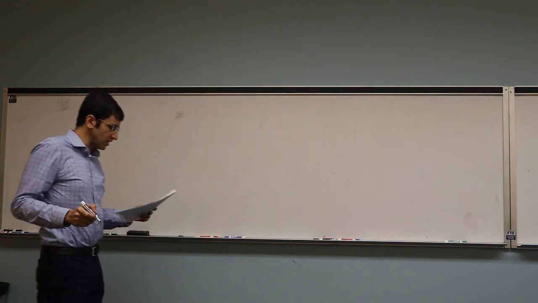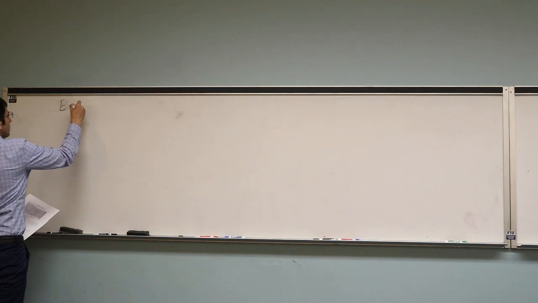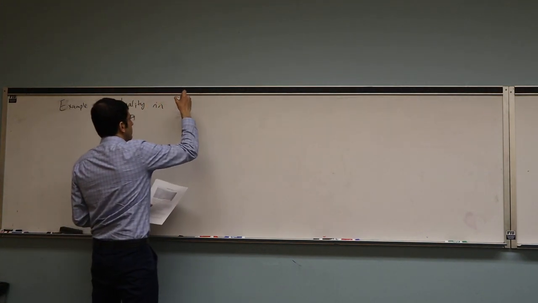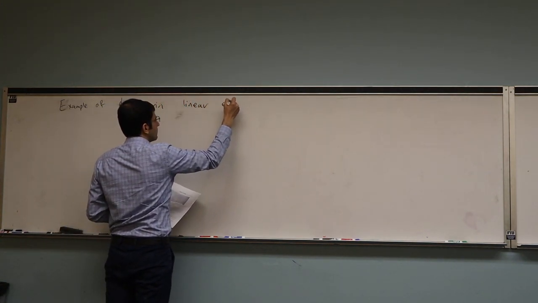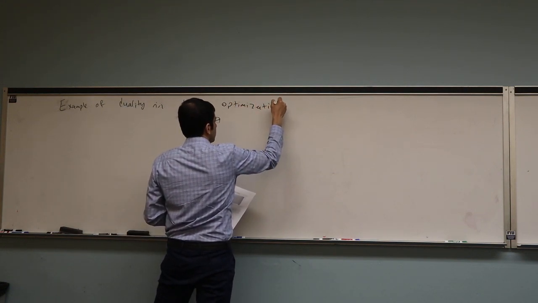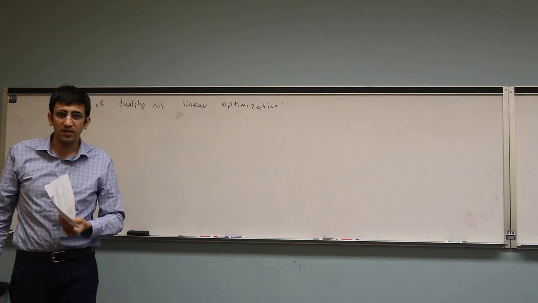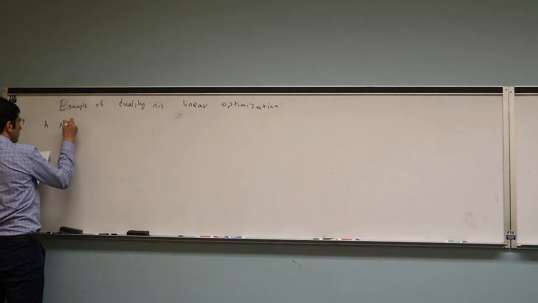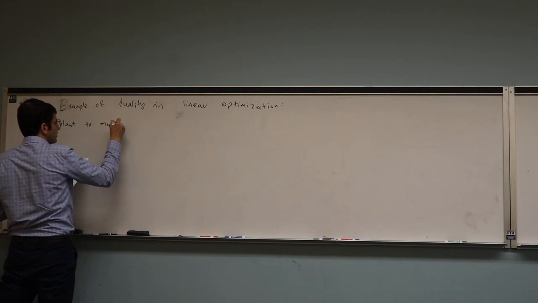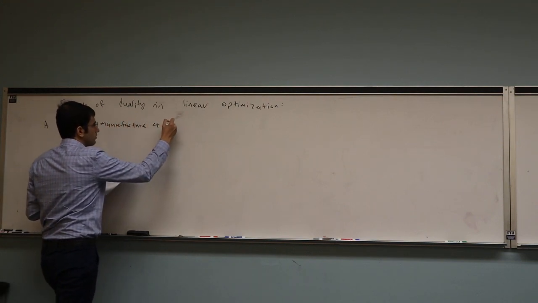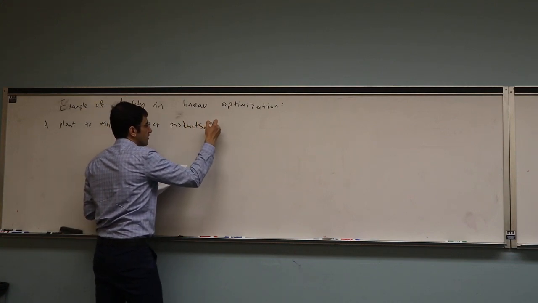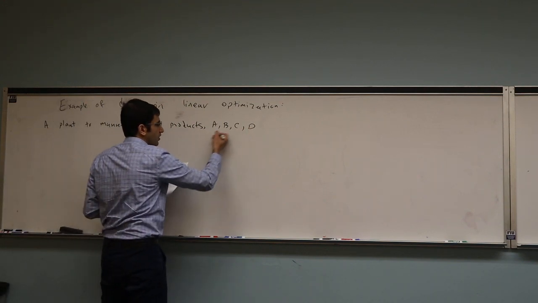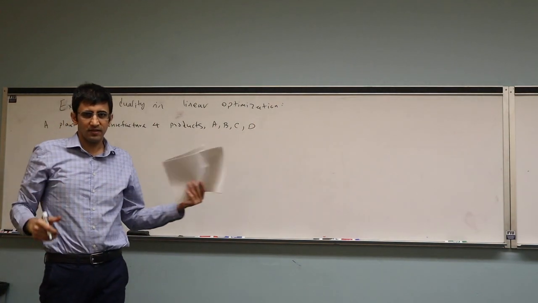So now I'm going to talk about an example of duality in linear optimization. Actually, this example is the same that we used for simplex, the large example that was about a plant to manufacture 4 products, A, B, C, and D. So I skip the part where we formulate the problem based on the problem specification.